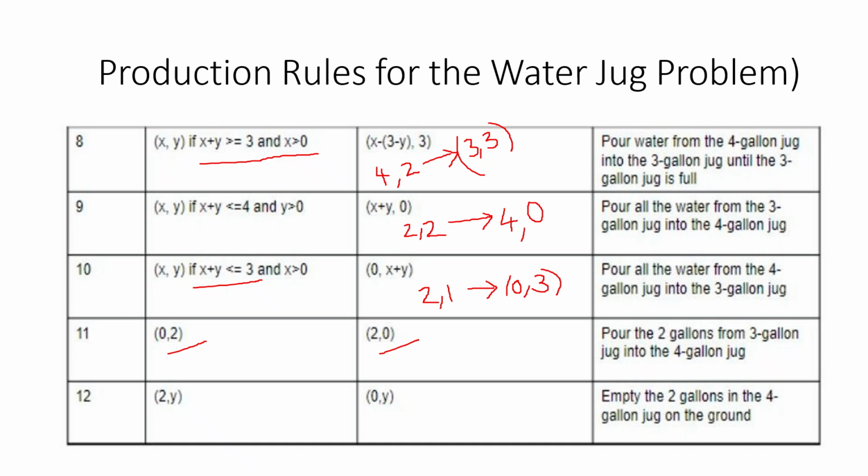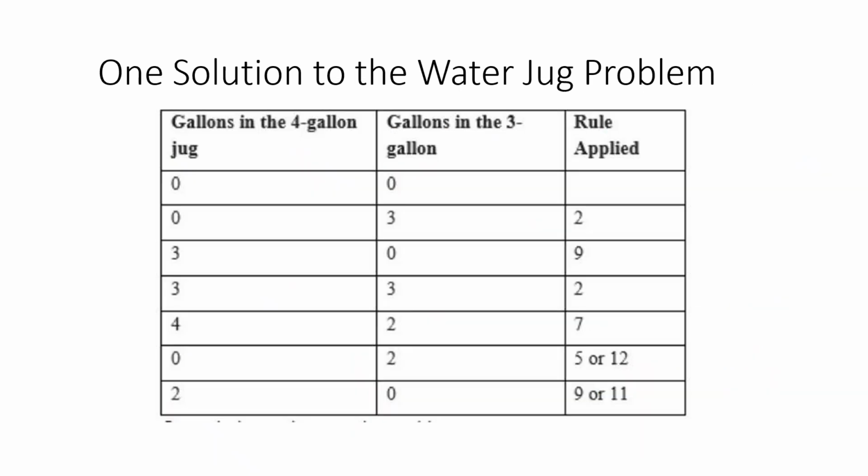Then the 12th rule, that is, the state is 2 comma y, where 2 comma y means clear the 4 gallon jug for any further operation. So we are emptying the first jug. So these are the production rules. So we will see one solution.